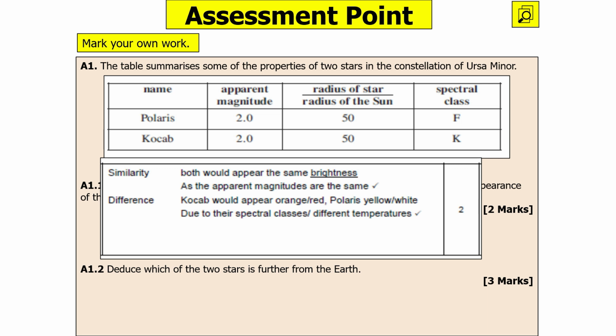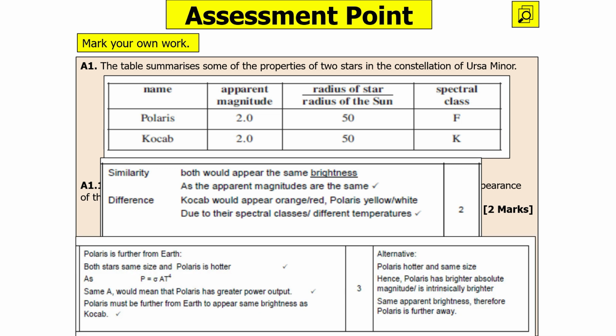Now, how can you work out which star is further away? Well, again, you're given the radius of the star, and then you can work it through by Stefan's law, by doing P equals sigma A T to the 4. Now, both have the same area, but we can say that because Polaris is in spectral class F, we should know that it has a higher surface temperature than K. That's just a fact you've got to learn. So therefore, it must have a higher power. So Polaris must have a greater power output, but they both appear the same brightness from the perspective of us on Earth. So therefore, Polaris must be further away from the Earth, so it doesn't appear brighter than Kochab.